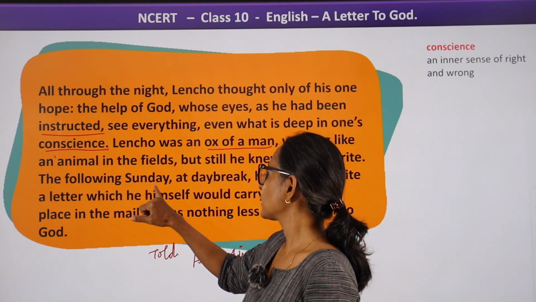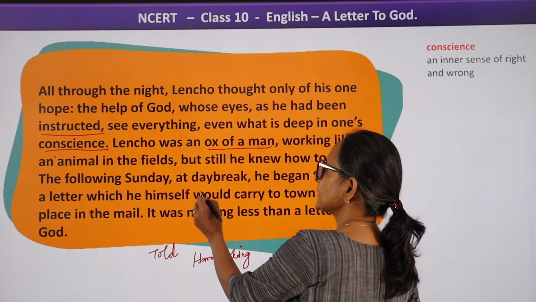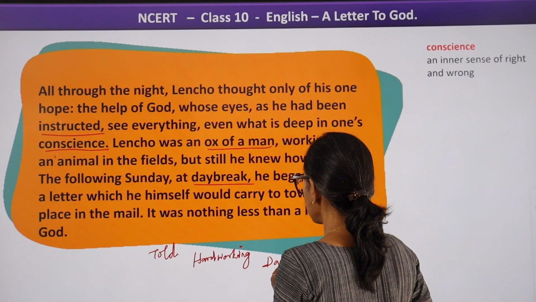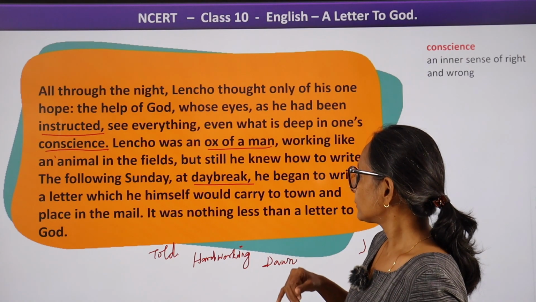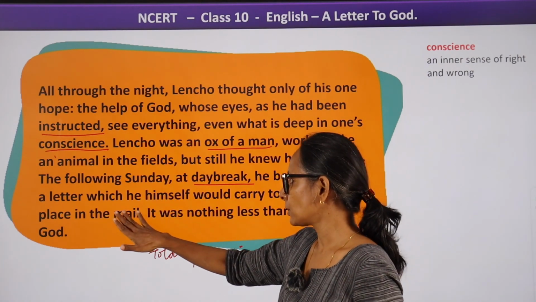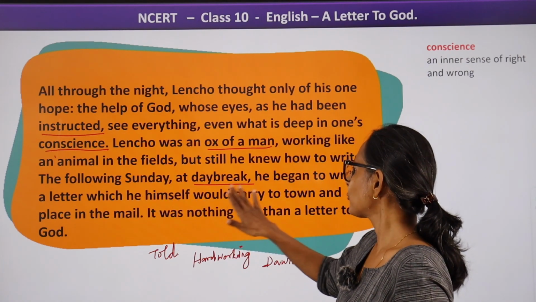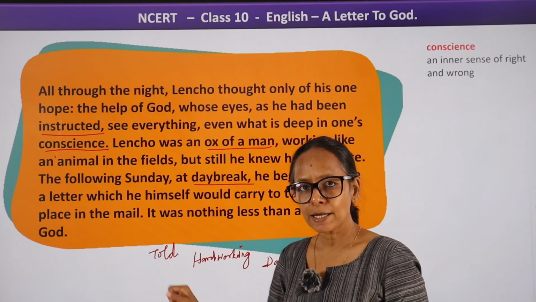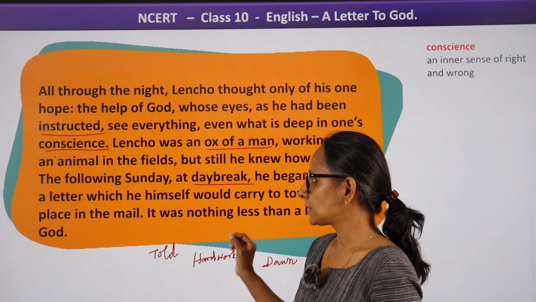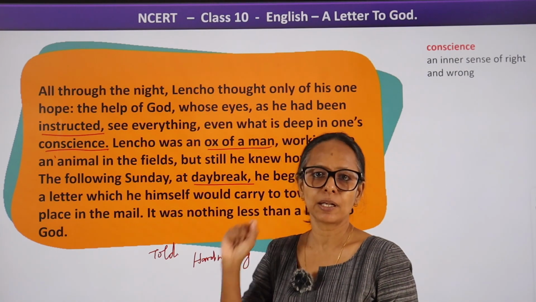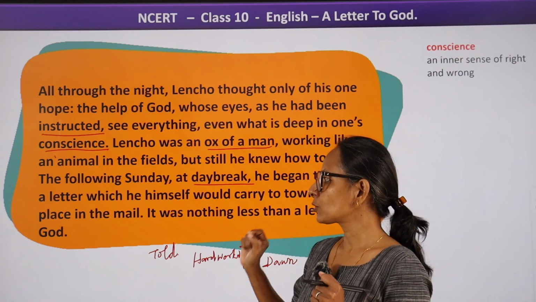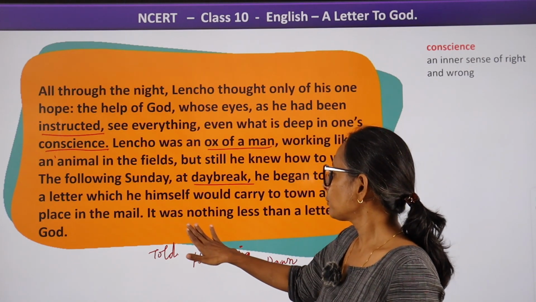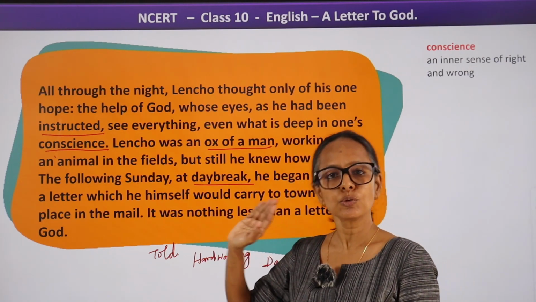The following Sunday at daybreak. What does daybreak mean? Daybreak is dawn, when the sun is rising. So, at daybreak, he began to write a letter which he himself would carry to town and place in the mail. So, that Sunday, he is sitting and he started writing a letter which he wanted to go and put in the mailbox by himself. It was nothing less than a letter to God.